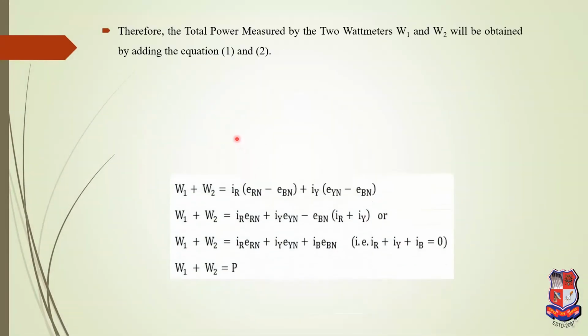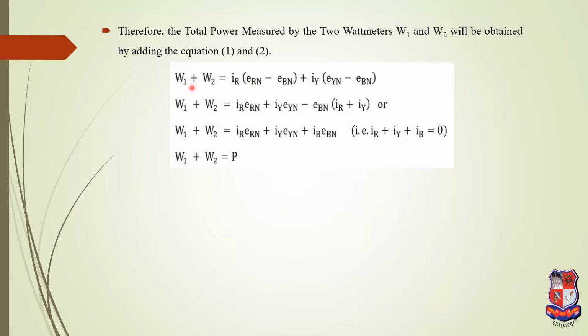W1 and W2 we get. Now we add the W1 and W2 readings. This is W1 and this is W2. Adding these and simplifying. Now for the balanced condition, IR plus IY plus IB is equal to 0. Therefore, in this equation, IR plus IY can be replaced by minus IB. Therefore, here we put minus IB, minus minus becomes plus. Therefore, we get plus IB EBN.